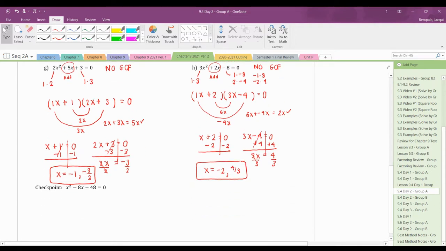Okay, so here's a checkpoint problem for you. Go ahead, pause the video, and try this. X squared minus 8x minus 48 equals 0.